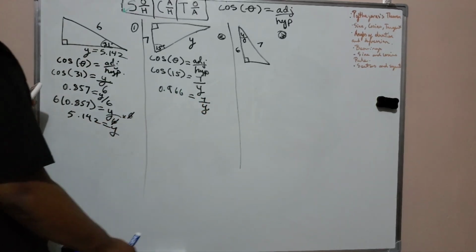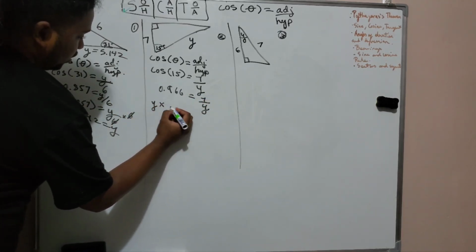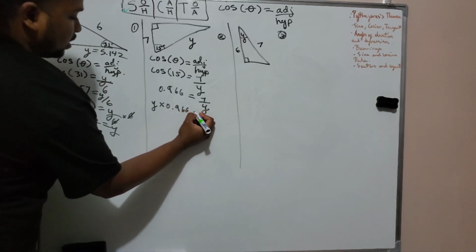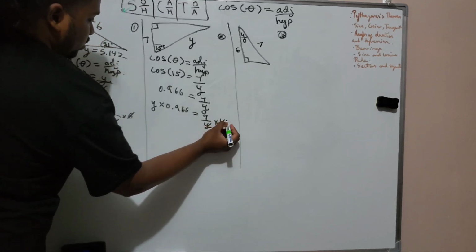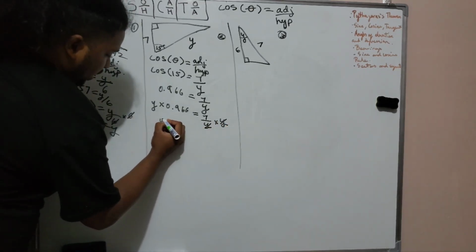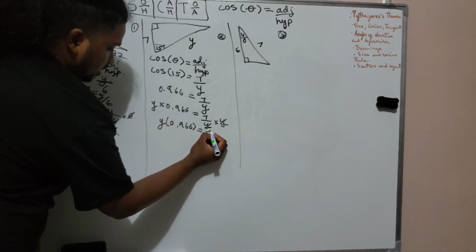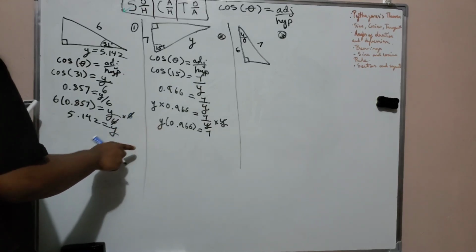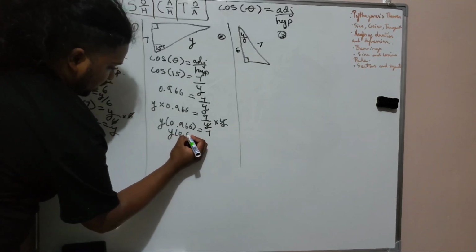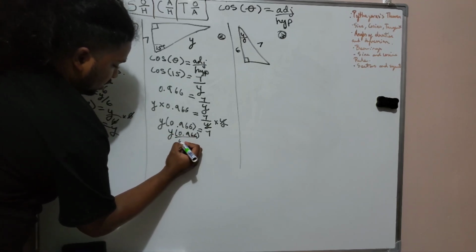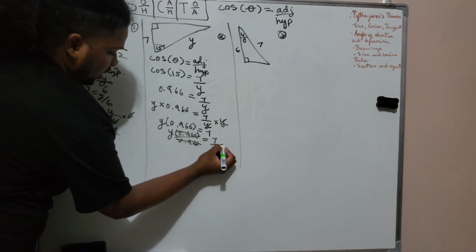Let's get y out of the denominator. So let me multiply throughout by y. So we have y multiplied by 0.966 is equal to 7 over y multiplied by y. This y cancels. So we get y multiplied by 0.966 is equal to 7. So to get y alone, we divide throughout by 0.966. So we'll get y times 0.966 divided by 0.966. This cancels, and this is equal to 7 divided by 0.966.